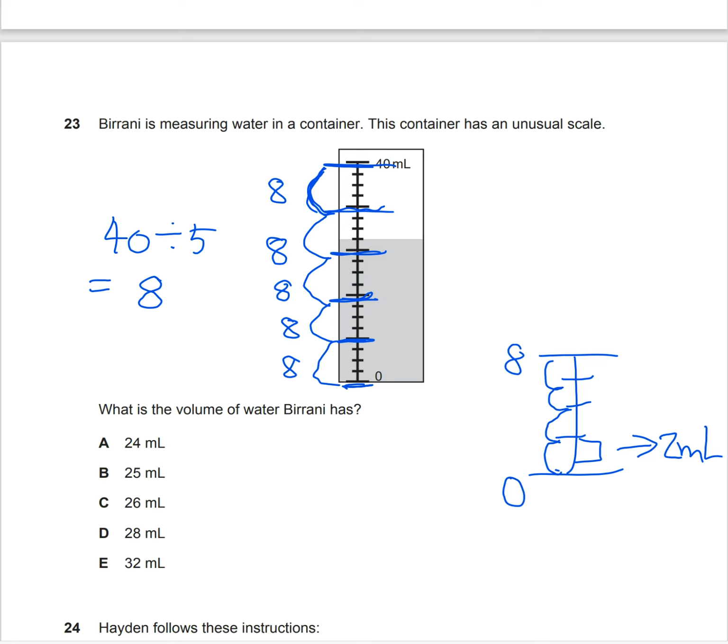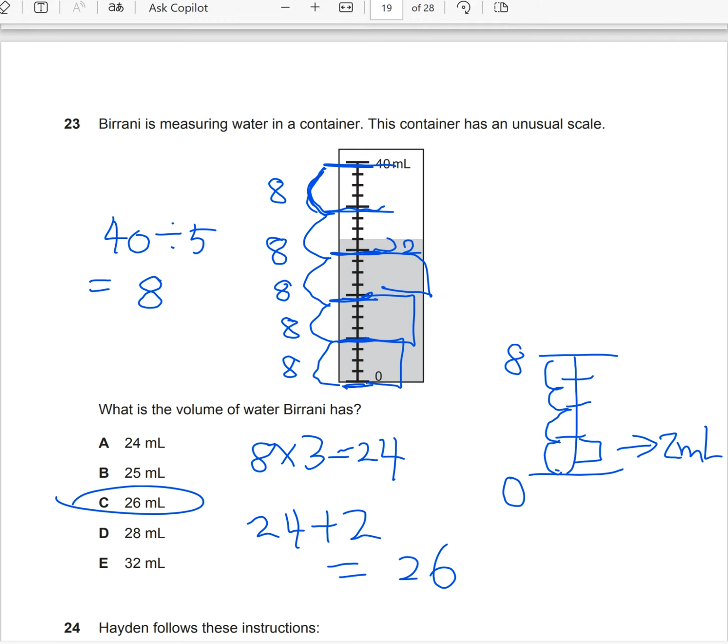So if you see where our volume is right now, we have 1 big gap, 2 big gaps, 3 big gaps and a little gap. So big gap is 8, so 8 times 3 is 24, and the little gap is 2, so we have 24 plus 2 will give us 26, which is C.